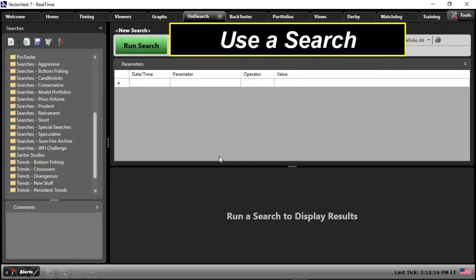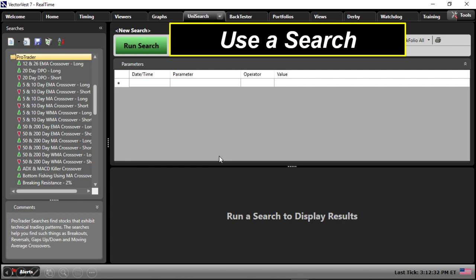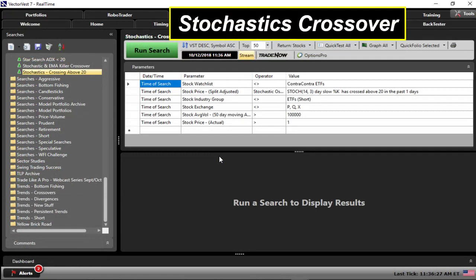VectorVest has a search tool called ProTrader. It plugs right into the main software. I know most of you likely don't have this tool now. If you don't, just keep an eye on what I'm doing here so you can see what it does. And later I'll show you how you can try it if you want. Within the real-time program, we have a tool called ProTrader. You can scan for stochastics crossovers. You can scan for MACD crossovers. You can scan for stocks retracing from support or retracing from resistance or breaking support or breaking resistance.